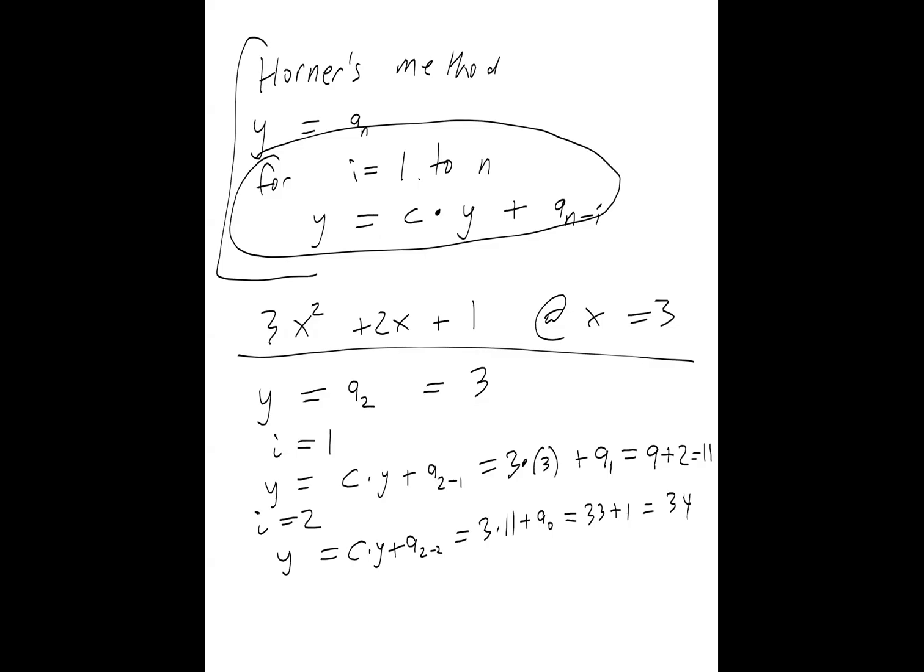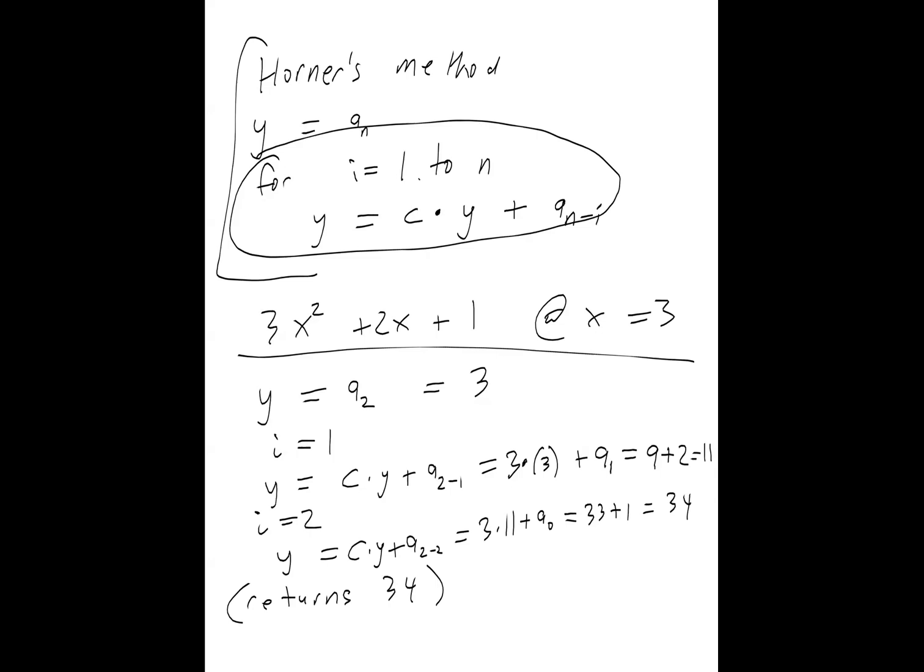Now the loop ends at this moment. So this value of y is the final value of y, so this is going to get returned. I'm just going to say, in parentheses, returns a value of 34. That means that's the final value that the code returns as the result of the function, as a result of the algorithm.